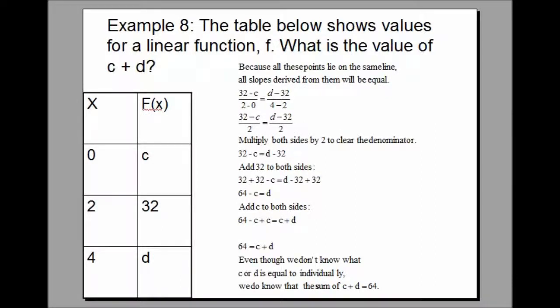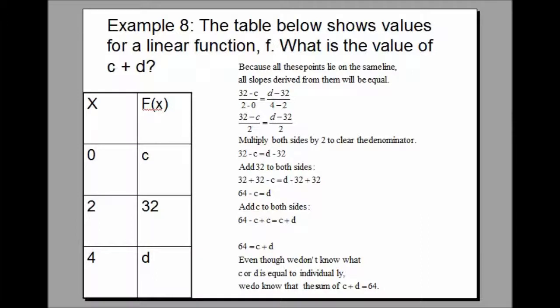Example 8 is a tricky one. The table below shows values of a linear function f. What is the value of c plus d? Notice that you're given values of x and f(x), and we can think of f(x) as y. Therefore, we're told enough information to find the slope. Because all of these points lie on the same line, whenever you compute a slope between any two of those points, those slopes will be equal.